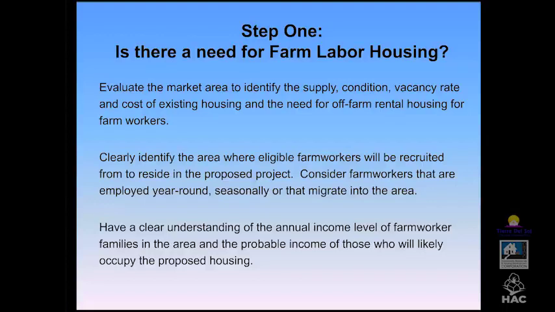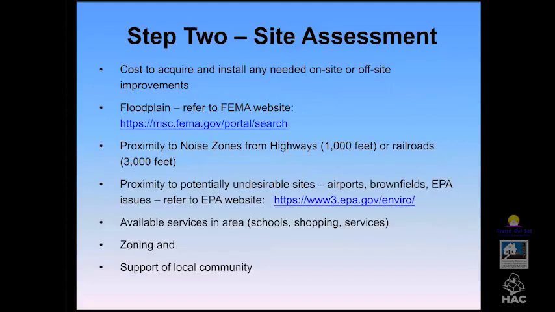And after you've decided that there's a need for farm labor housing, the next step is to evaluate the sites that are available where the project can be built. And keep in mind, vacant buildings are an option for potentially being renovated to provide housing. And with that, I am going to turn it over to Joe Unteed, who is going to talk about site assessment. Okay, thank you everybody for joining us today.